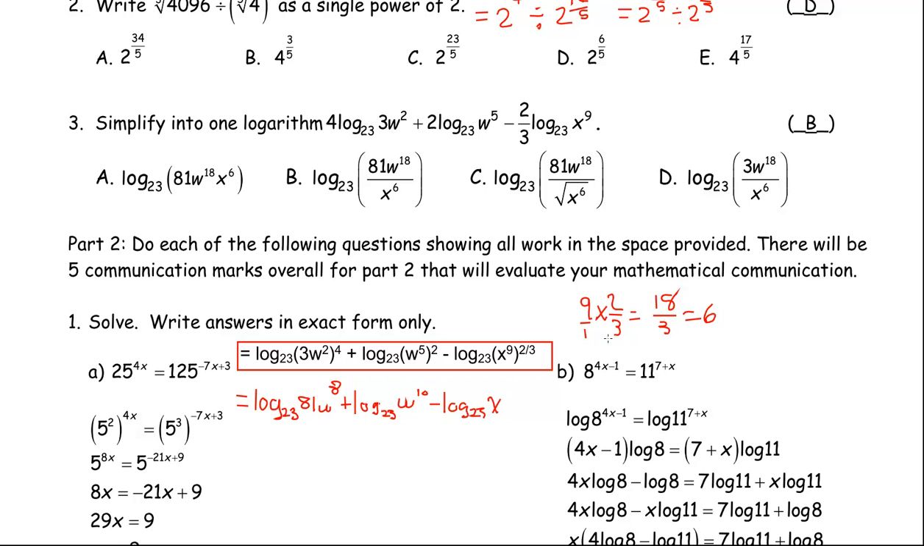You'll see people do this, say, oh, well, the 3 goes into the 9 3 times. So this 3 times 2 gives you 6. And it's going to be over 1 times 1 is 1, so it's just 6. So there's a 6 right here.